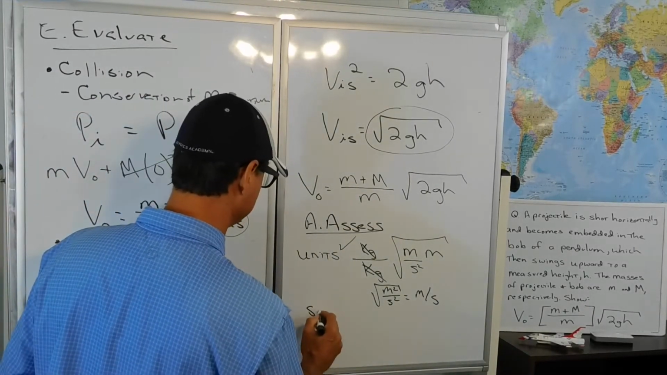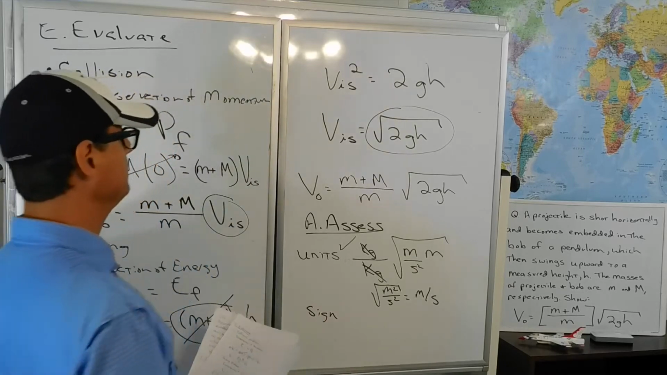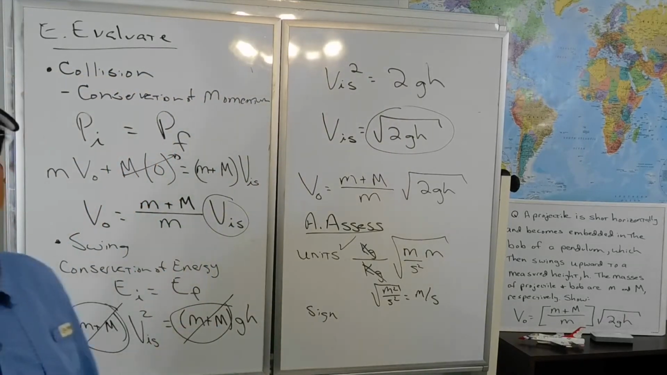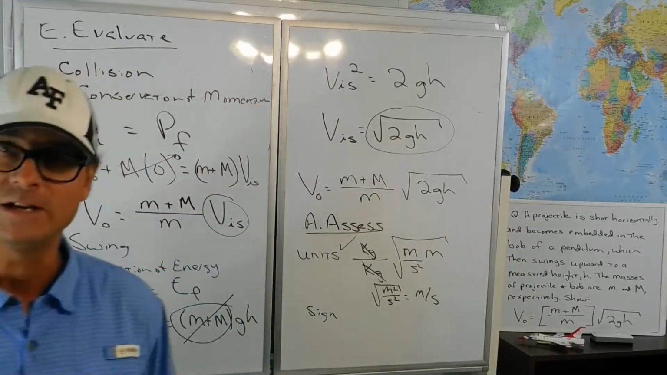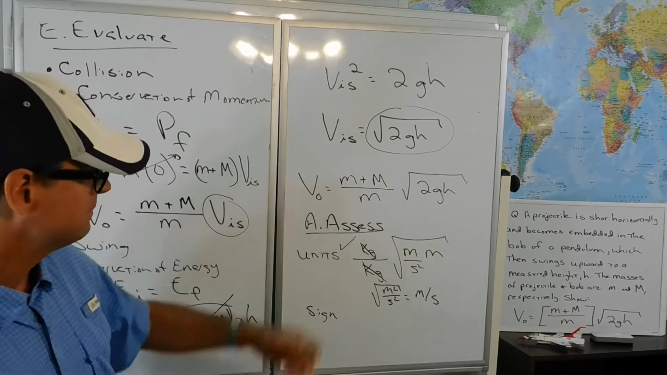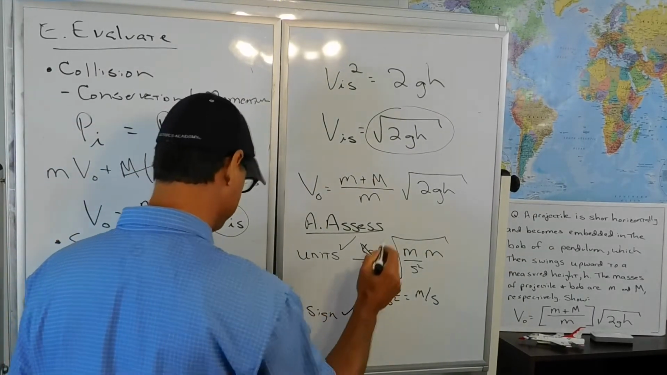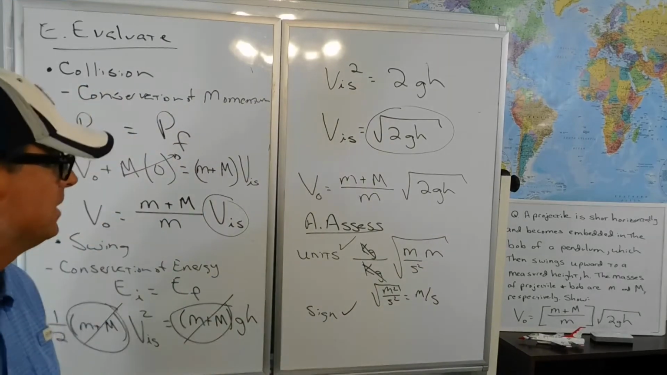What about the sign? Well, not a whole lot of things are going in the opposite direction. Everything's kind of headed in the positive direction. So we expect a positive velocity and we get a positive velocity. No shock or surprise there.